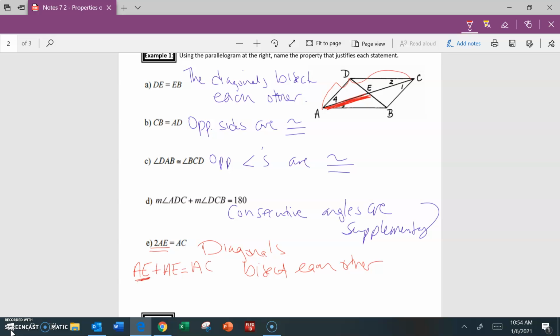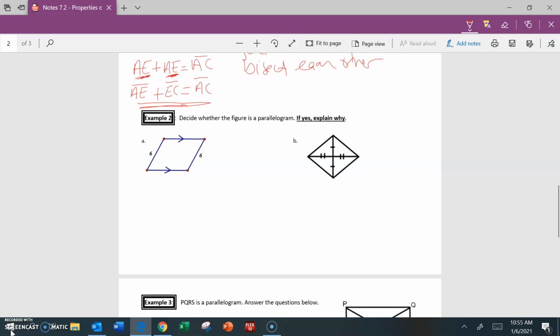So we have one and another one, and that equals the whole diagonal. But remember, if I use substitution, AE in this diagram is the same length as EC, because the diagonals are cutting each other in half. And so that's truly, in a proof kind of way, how we understand why the property, the diagonals bisect each other, is the reason. Okay. All right, let's go on to example 2.